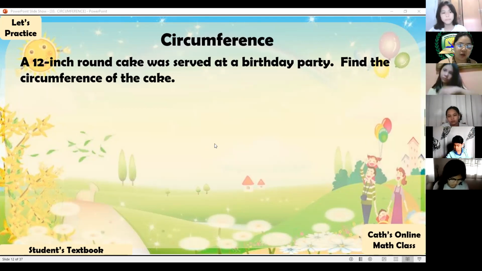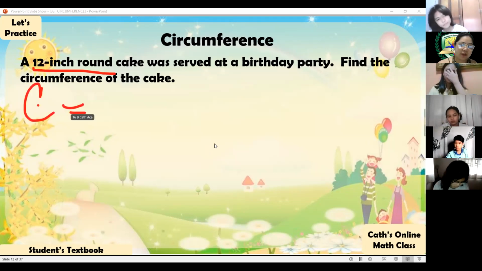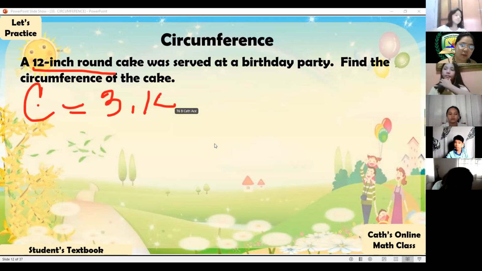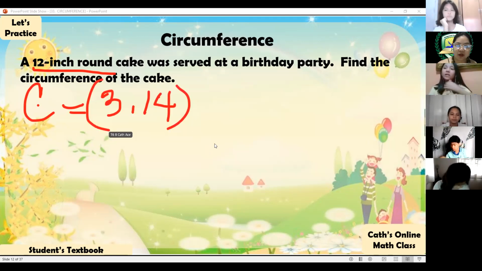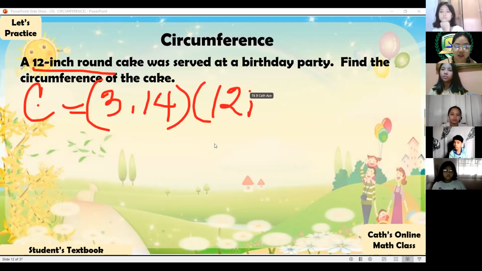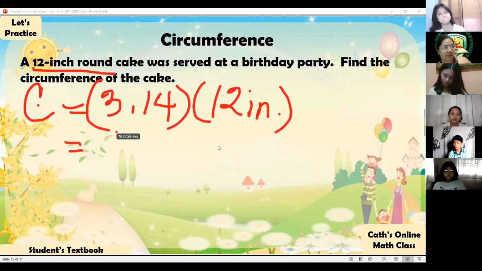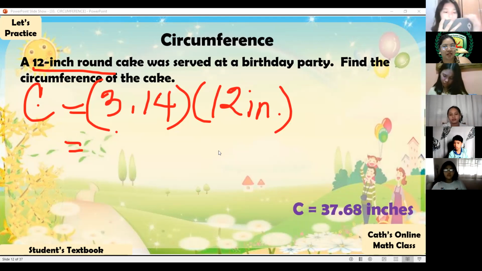Okay? So this 12-inch is the diameter. So 3.14 times the diameter of 12 inches. So how much? It is 37.68. Okay, 37.68 inches. Any questions? Is it easy? Yes.